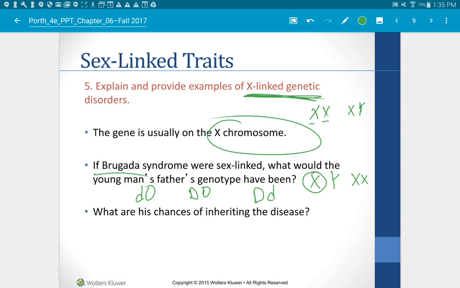So in terms of what the son would inherit, the good news about this, do the math on this, the son would inherit what from the father? Yeah, the Y. I should have circled that. So there's no chance that he could actually pull it from his father. That's right. So if the father had a daughter, guaranteed she would have gotten that X chromosome.